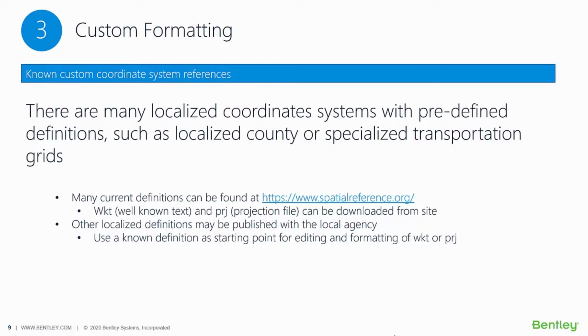We can take the definition that we obtain from a site like spatialreference.org and we can place it into a well-known text or WKT or a PRJ file. These files can be directly downloaded from spatialreference.org if they're available. If not, other localized definitions may be published with a local agency. You can use a known definition as a starting point for editing or formatting of a WKT or PRJ.